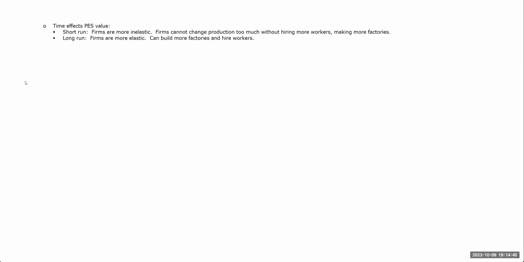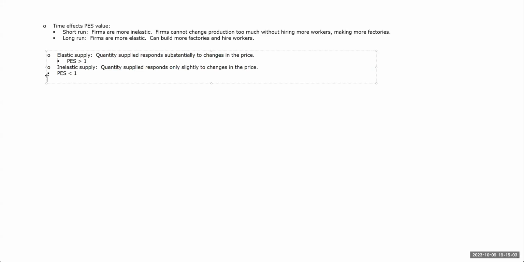Okay. So remember, price elasticity of supply: in the short run, firms are more inflexible. In the long run, firms are more flexible. Next thing. Okay. Elastic supply, same as elastic demand. Price elasticity of supply is greater than 1. Inelastic supply, price elasticity of supply is less than 1.